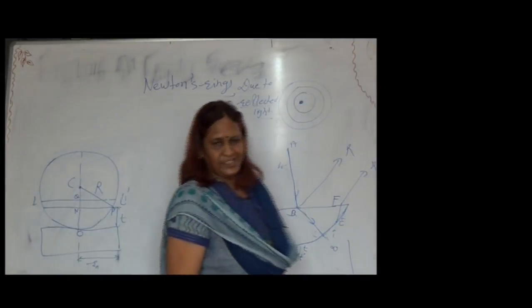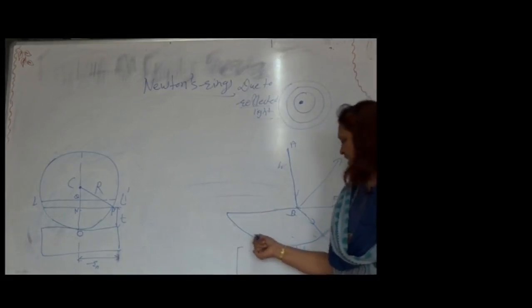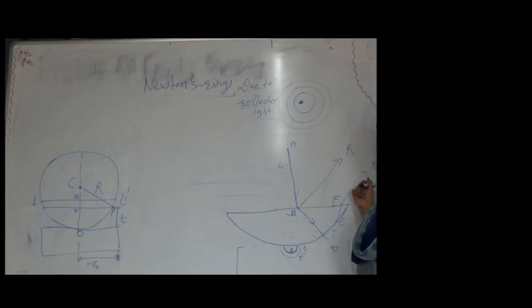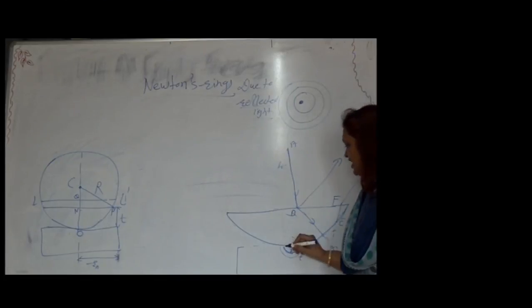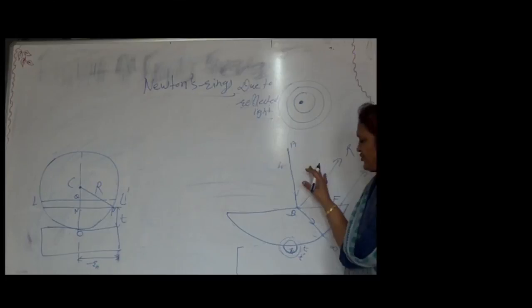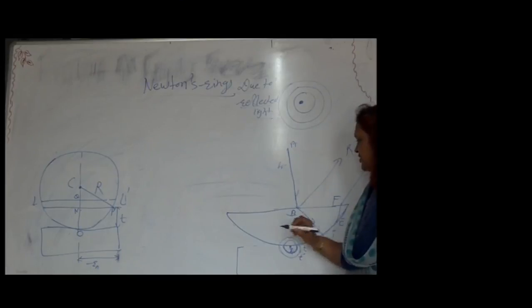Now we already saw the formation of Newton's rings: a plano-convex lens placed on a plain glass plate, the one incident ray is converted into two parallel beams, and then we get the interference pattern because these two wavefronts are parallel to each other, and when they superpose, there is a formation of an interference pattern, and that pattern is the concentric rings.